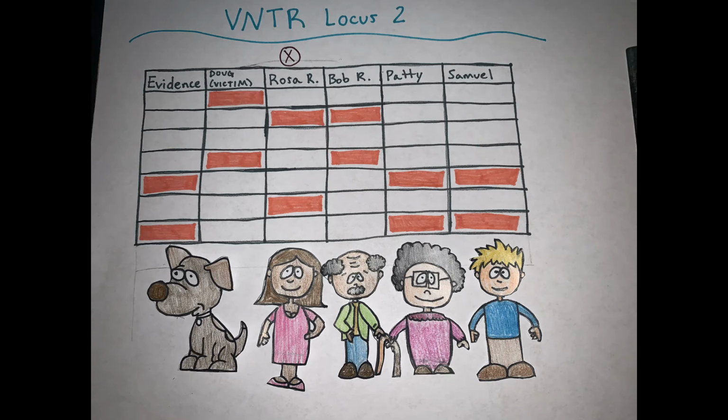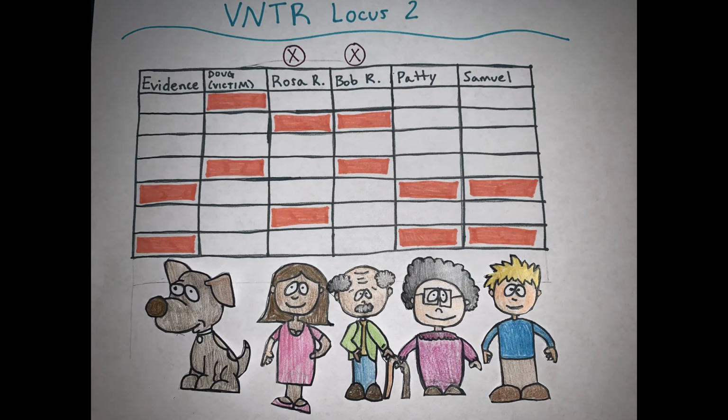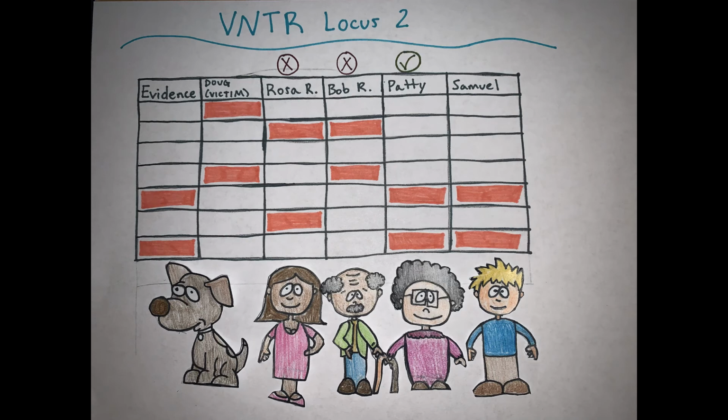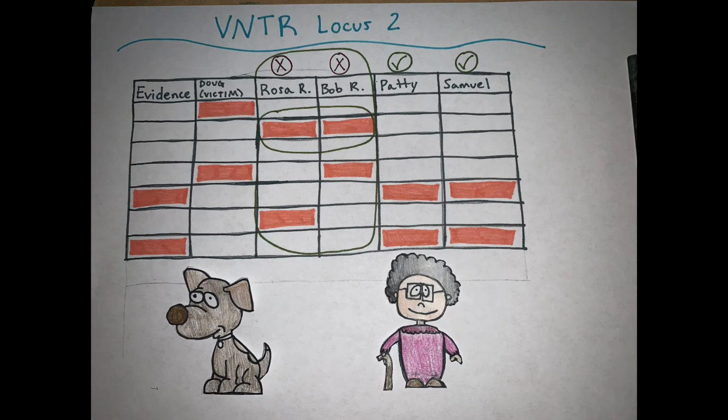Even though Rosa is not a suspect anymore, she doesn't match the evidence in the second loci either. Neither of Bob's alleles match the evidence, and he is cleared as a suspect. That leaves Patty. She matches the evidence with both alleles and is now our lead suspect.